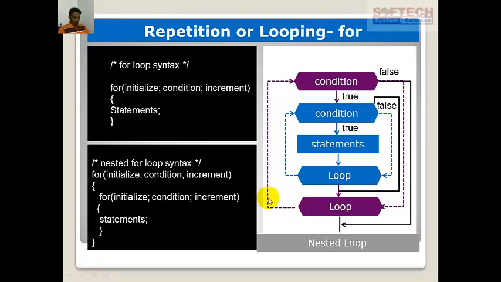Then the outer loop continues. The condition is true, and then the inner loop starts. If the condition is true, it executes and continues, until the condition is false, and then it comes out of the inner loop. Then it continues the outer loop. Only if the outer loop condition is false does it come out of the loop.